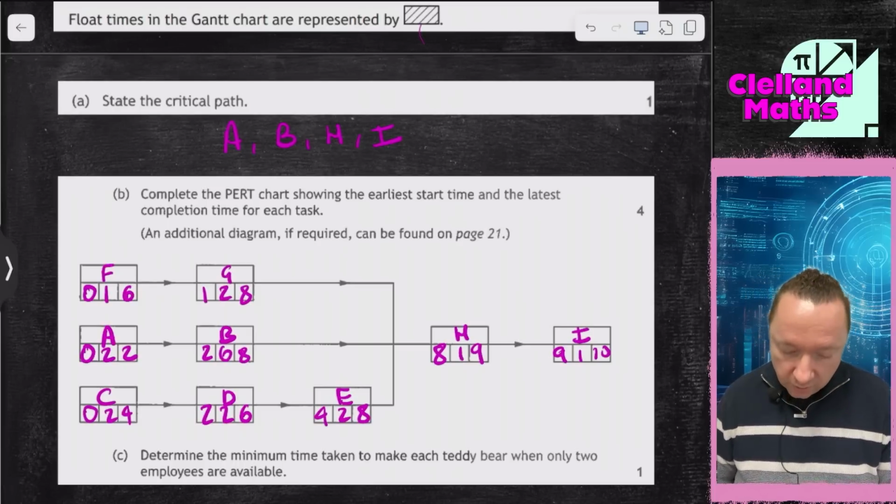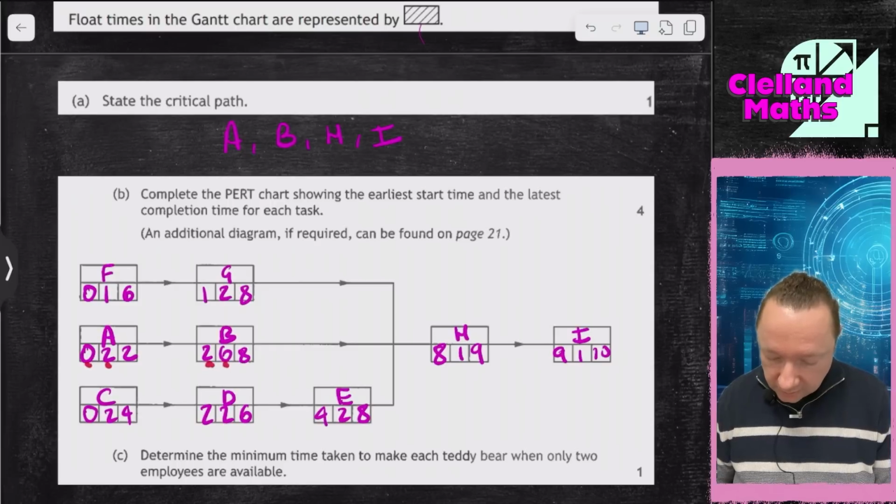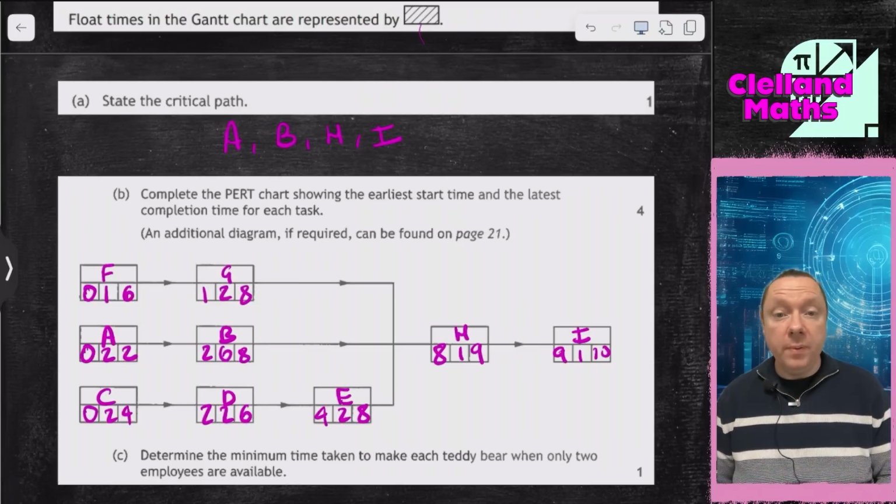So let's have a look at doing it the way we normally do it. 0 plus 2 is 2, 2 plus 6 is 8, 8 plus 1 is 9, 9 plus 1 is 10. 0 plus 1 is 1, 1 plus 2 is 3, but it's the longest we need, so 8's fine. 0 plus 2 is 2, 2 plus 2 is 4, 4 plus 2, but it's the longest we need, so it's 8. Going backwards, 10 minus 1 is 9, 9 minus 1 is 8, 9 minus 1 is 8. So 8, 8, 8. 8 minus 2 is 6. 6 minus 2 is 4. 8 minus 6 is 2. 8 minus 2 is 6. So it appears to be right.